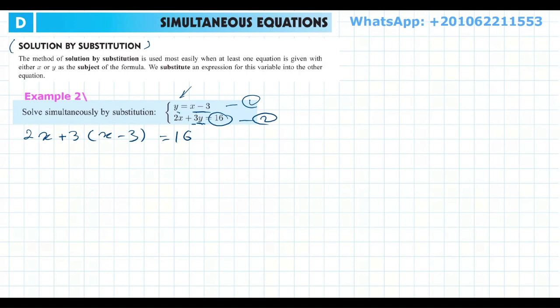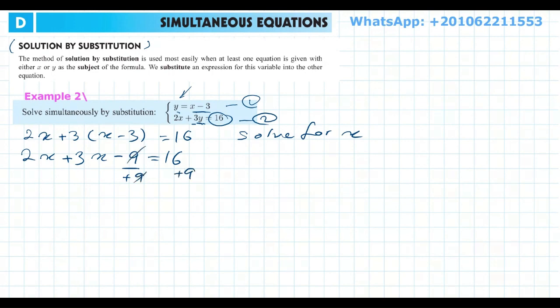Then here you need to solve for x. 2x plus 3x minus 9 equals 16. Then you need to add 9 to both sides. Then 16 and 9 becomes 25. And 2x plus 3x becomes 5x. Now you need to divide by 5. Then x should equal 5. This is the first coordinate.